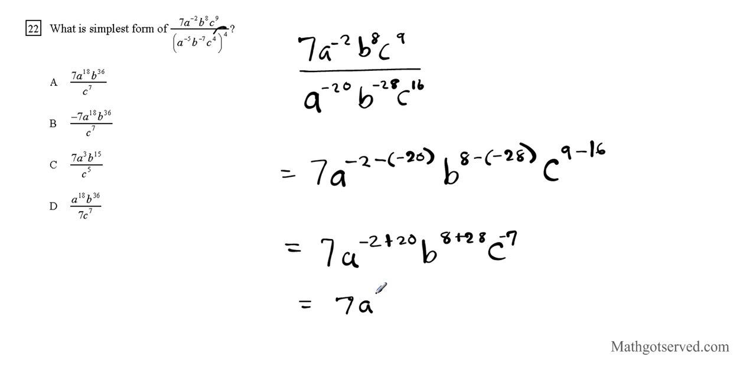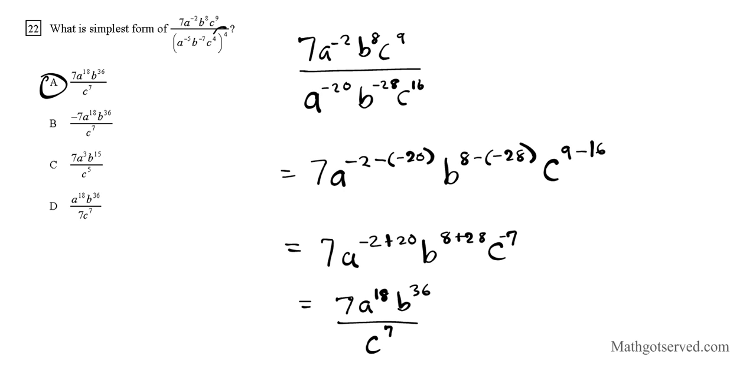7a to the 18, b to the 36. Since this is negative, we need to reciprocate it, right? So it goes downstairs, c to the 7th power. All right, so the answer is 7, a to the 18, b to the 36. So the answer to number 22 is option letter A.